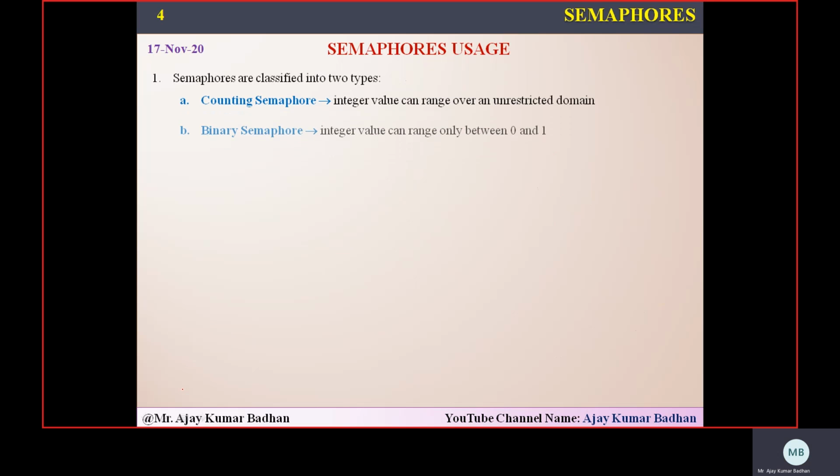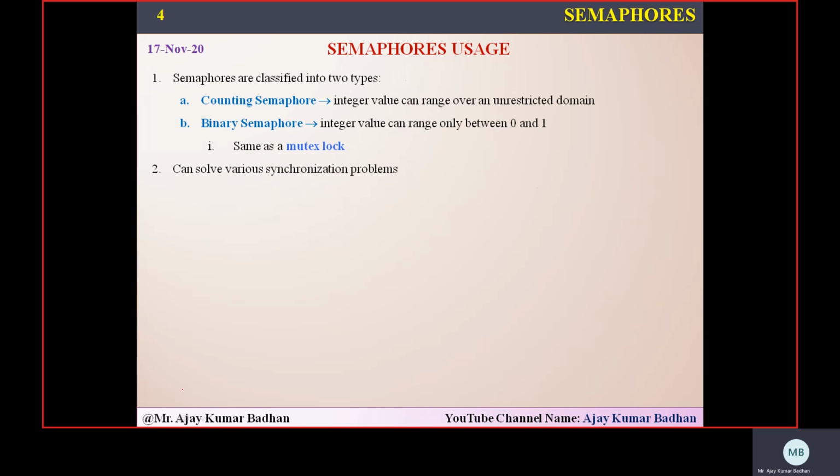Since I told you, we have a counting semaphore and then we have a binary semaphore. The binary semaphore is similar to a mutex lock, that is what I have explained. Before talking about this synchronization problem, I just want to spend some time on your counting semaphore and your wait operation, with respect to wait and signal. Because in this we have S less than or equal to 0, and S plus plus. So I want to explain that with respect to the counting semaphore.